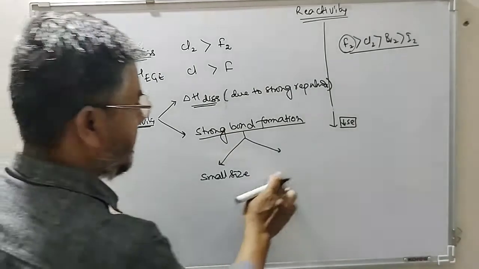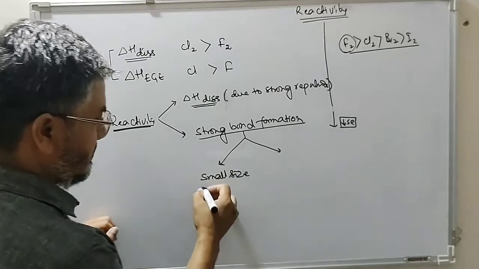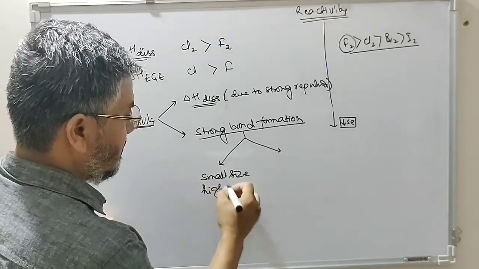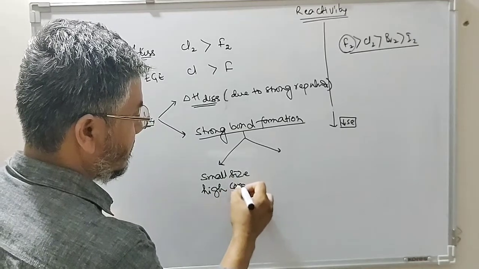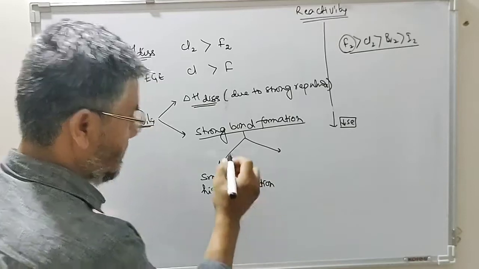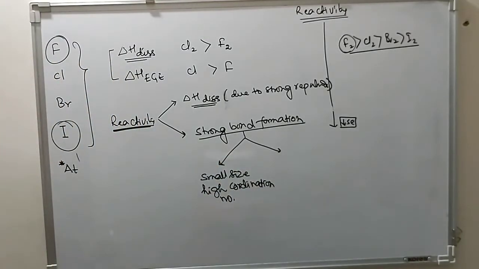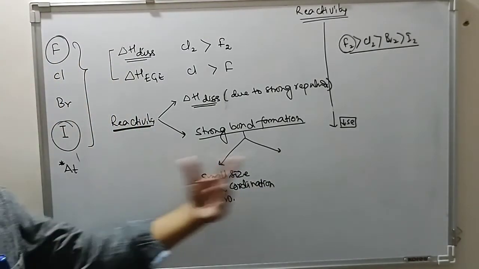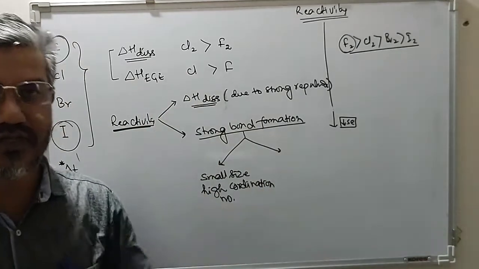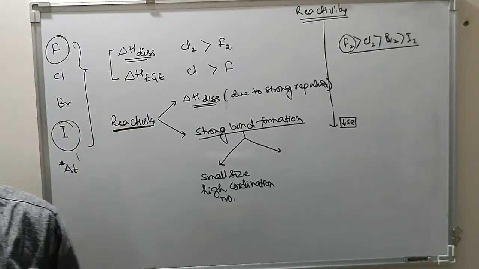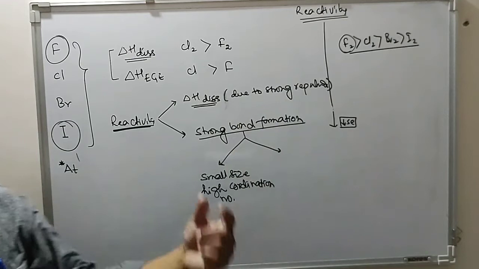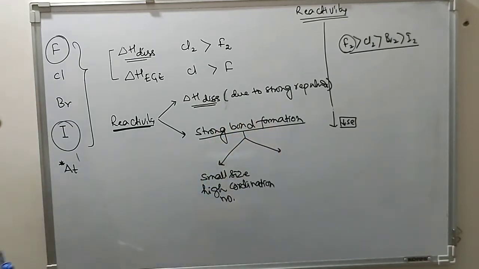This means high coordination number. Fluorine, due to its small size, forms high coordination number compounds. Around a given center, a greater number of fluorine atoms can be bonded. As the number of bonds formed with fluorine increases, energy release also increases, and the bond becomes much stronger.